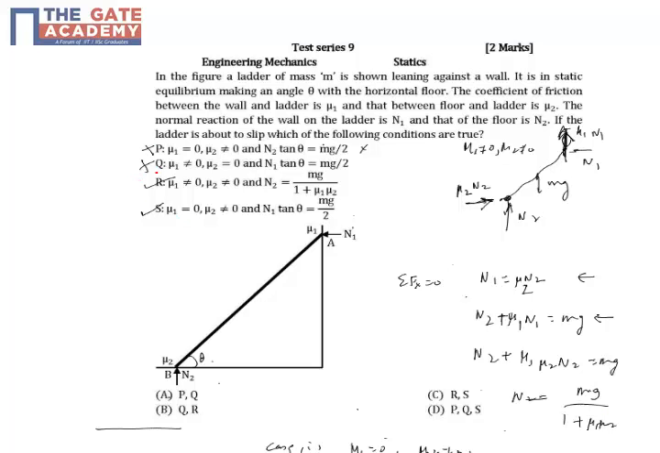So R and S are correct, P and Q are not. Consider case by case and then just statically balance it, by force balance or moment balance. So R and S are correct, answer is C. Thank you.